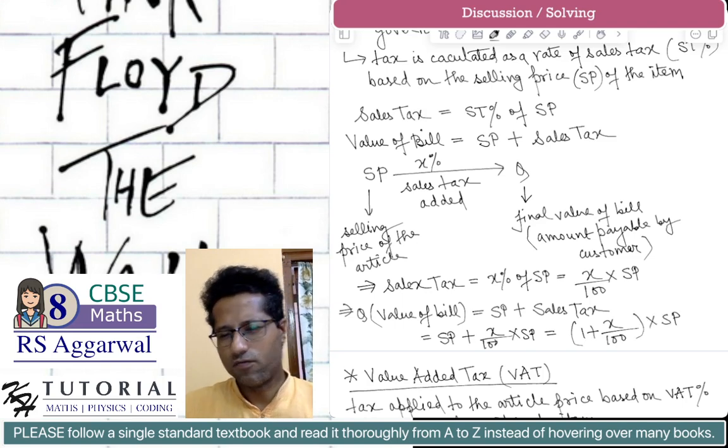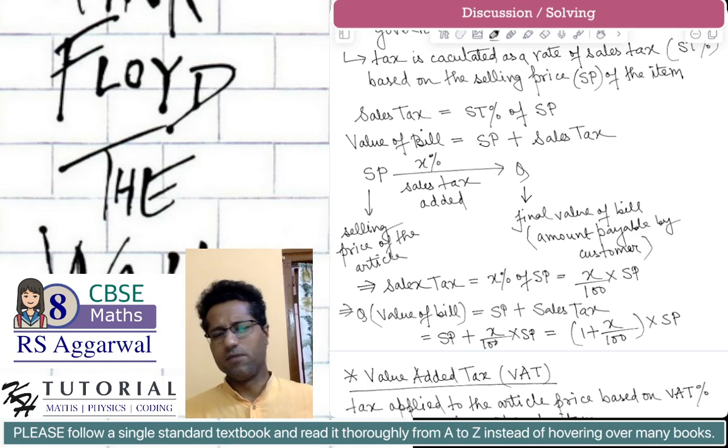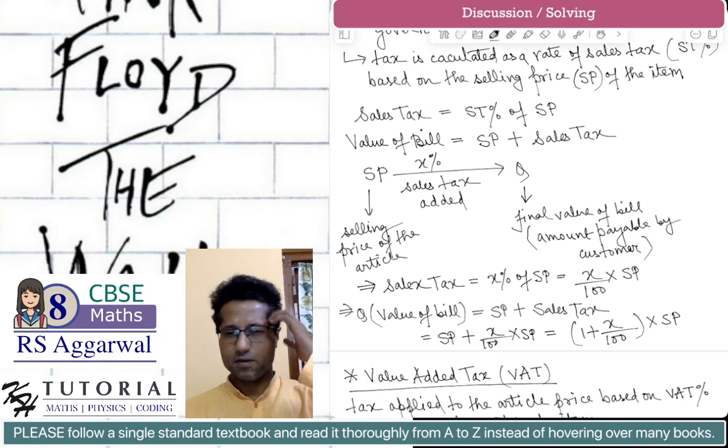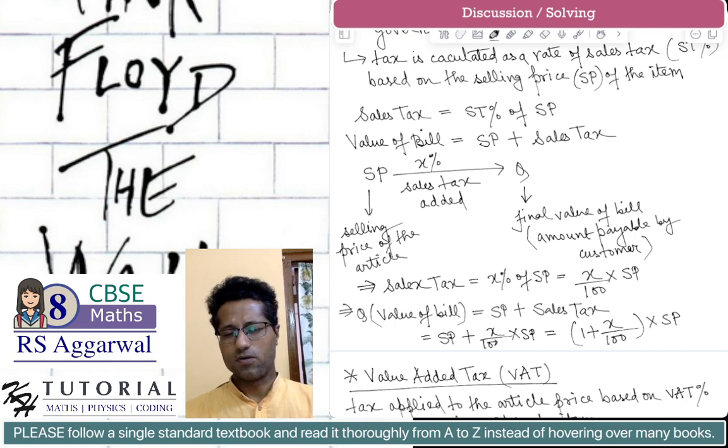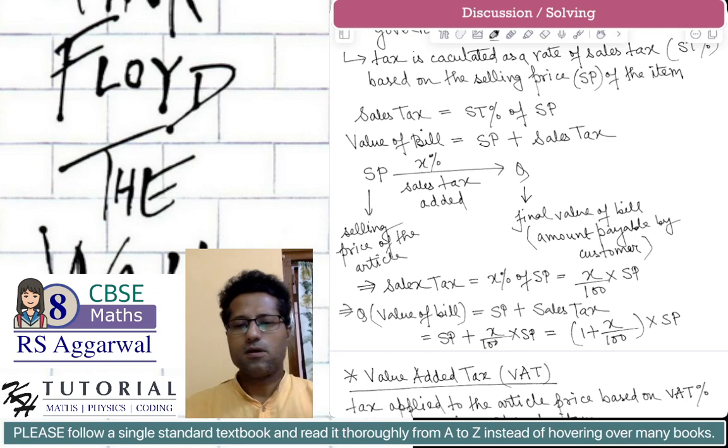So this is the formula. If you can remember it, that is fine. But the basic concept is that the final bill or the value of the bill will be X% more than the selling price. Remember, the sales tax is computed based on the rate of the sales tax and the selling price. It is not computed on the mark price. It is computed on the selling price.